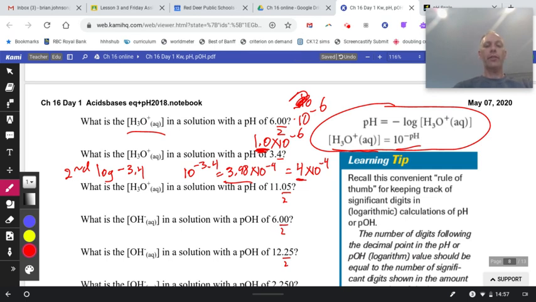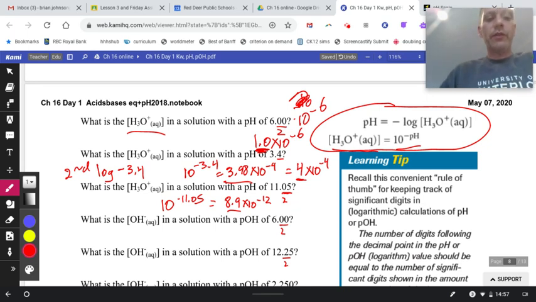Okay, try this next one in your calculator. 10 to the negative 11.05. And you get 8.9 times 10 to the negative 12 for your concentration. 2 decimal places, 2 sig digs, 2 sig digs. So we're good to go.